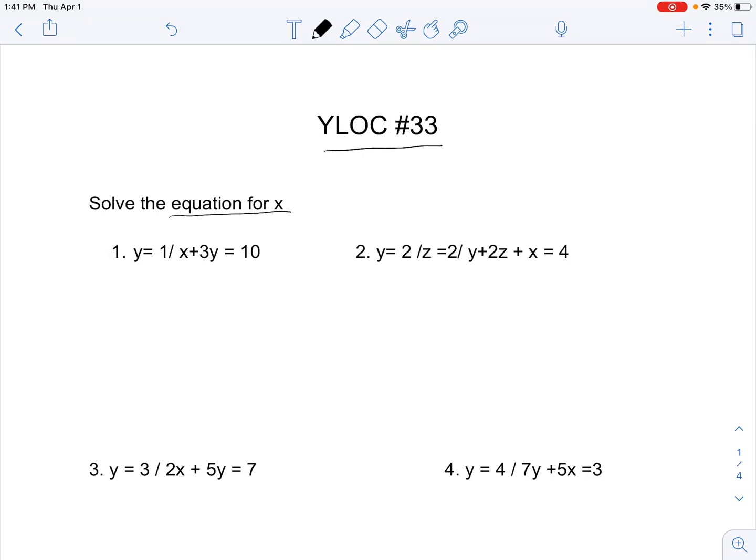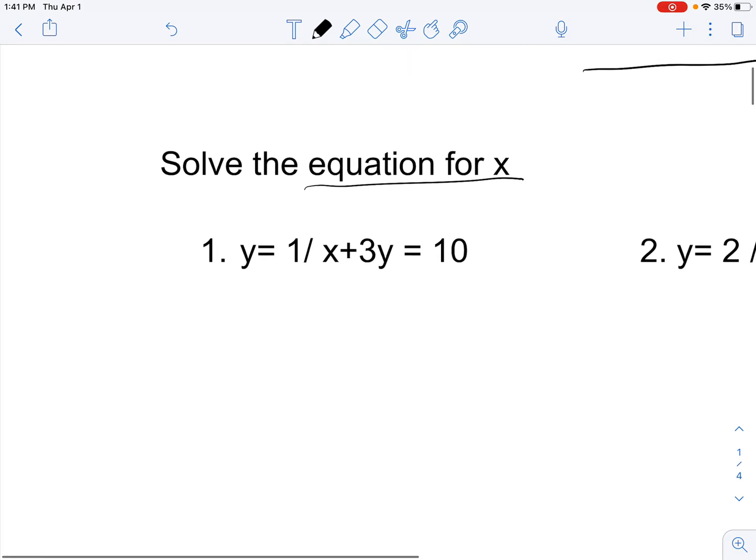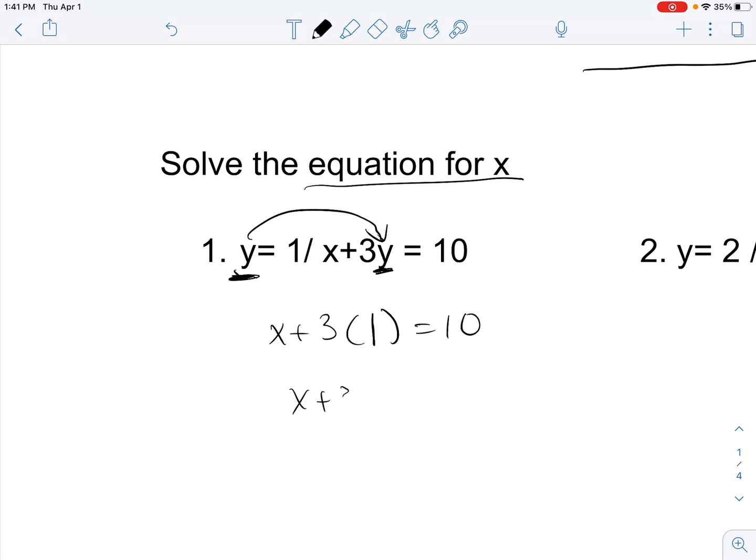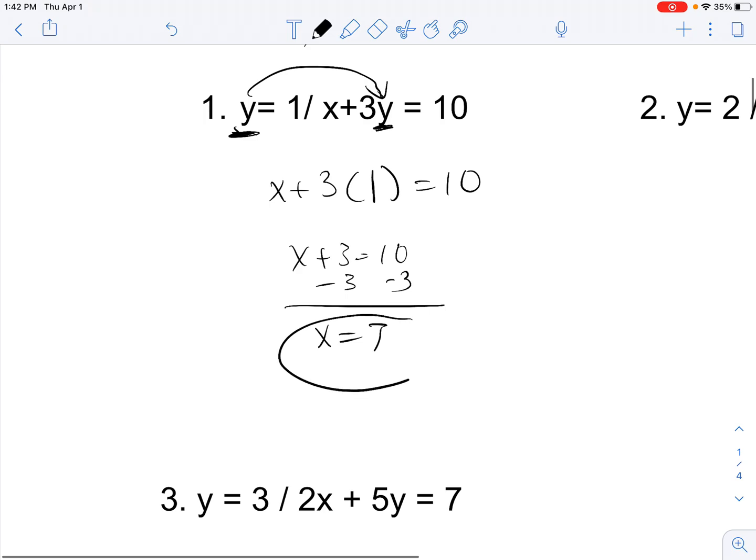Solve the equation for x. So in this problem, we already have what y is equal to. So all we got to do is just substitute the value into here, since that's the only y that's present in this equation. x plus 3 times 1 is equal to 10. x plus 3 equals 10. Subtract 3 from both sides, and then you get x is equal to 7 as our answer.